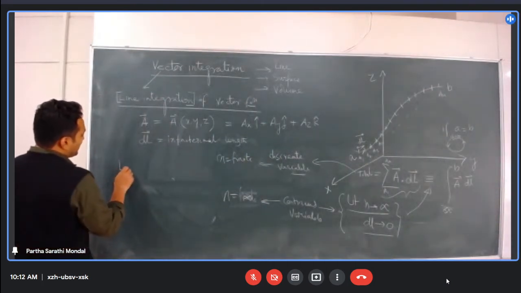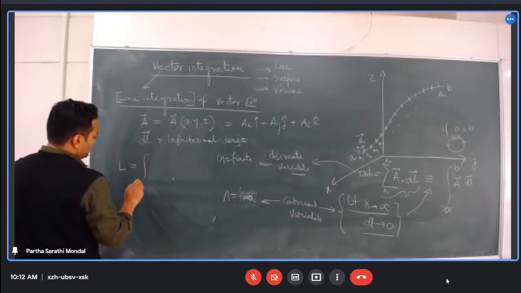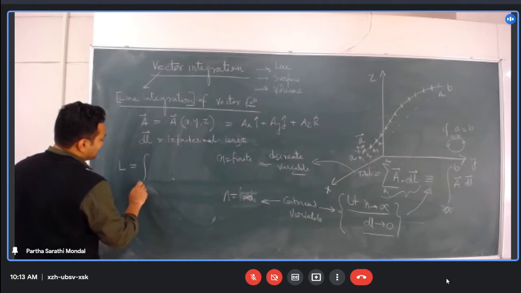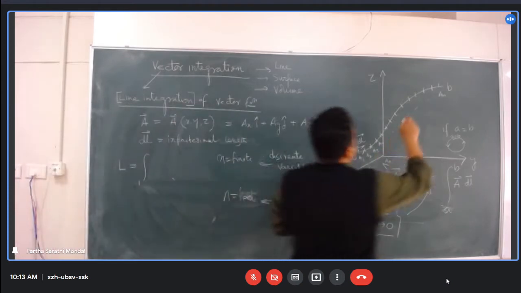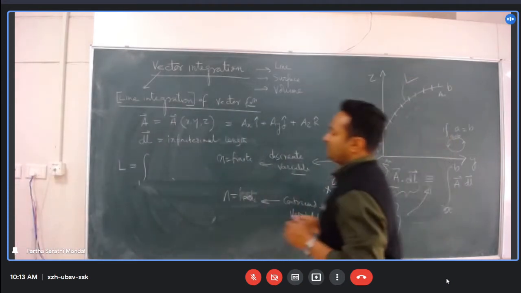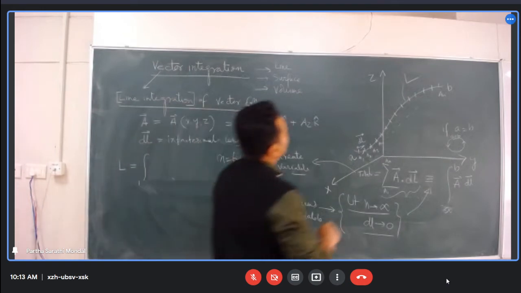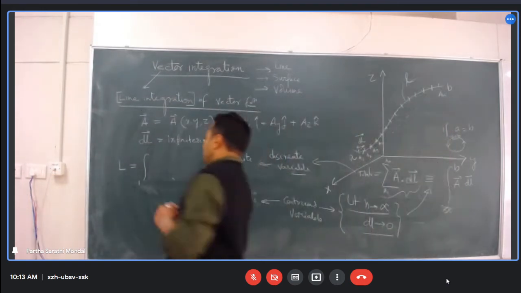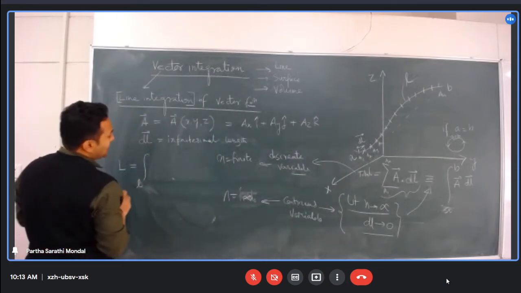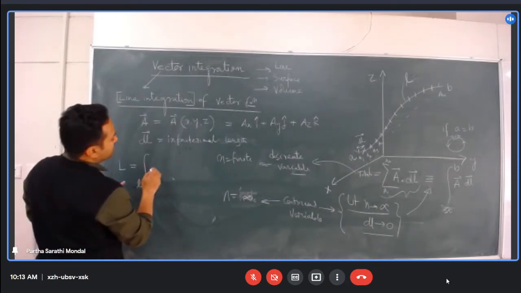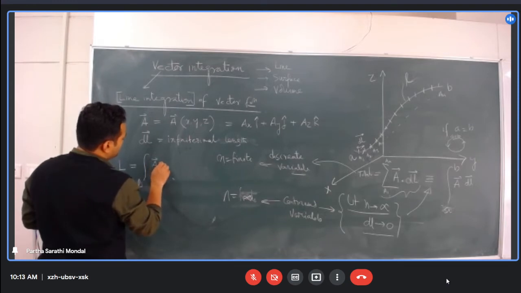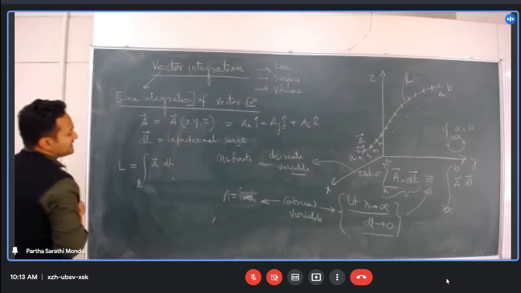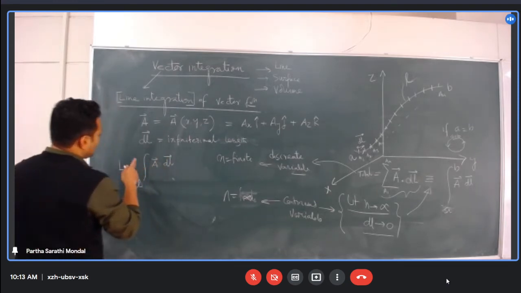So line integral में L equal to क्या मिला आपको? For a line L, let's say this line is L. So over L, we have to integrate A dot dl. So this is called line integral, okay? It's a vector line integration.